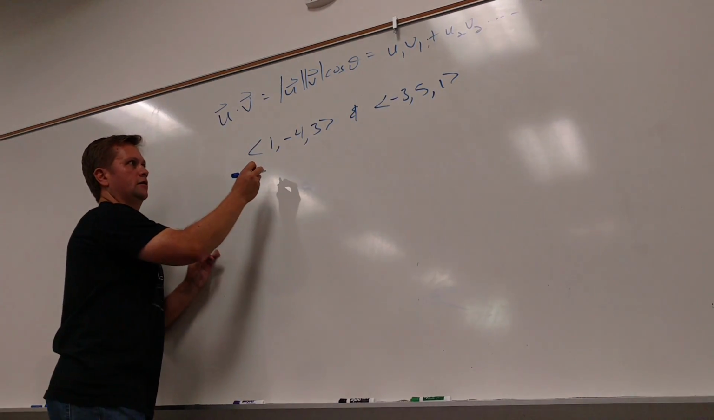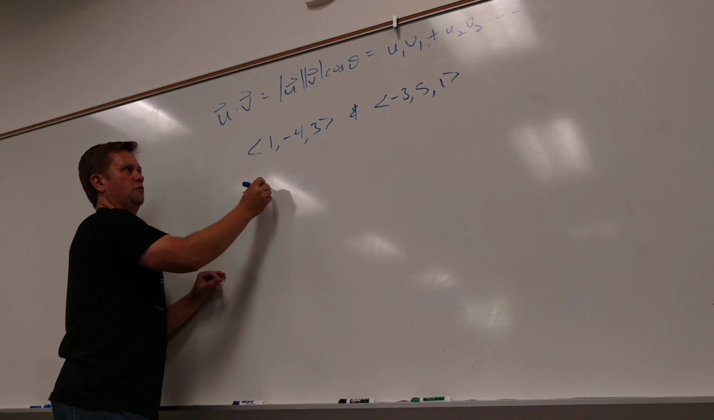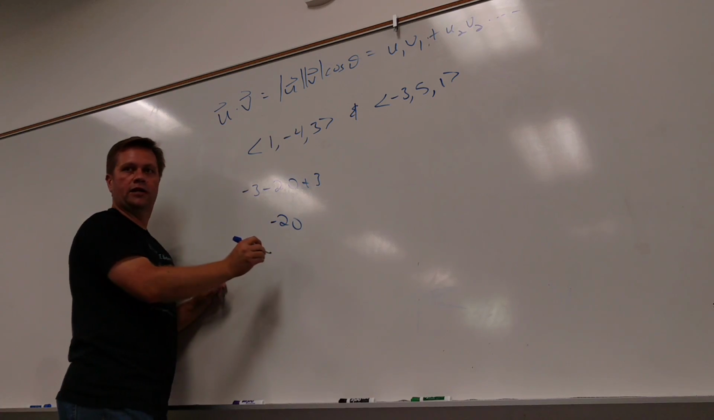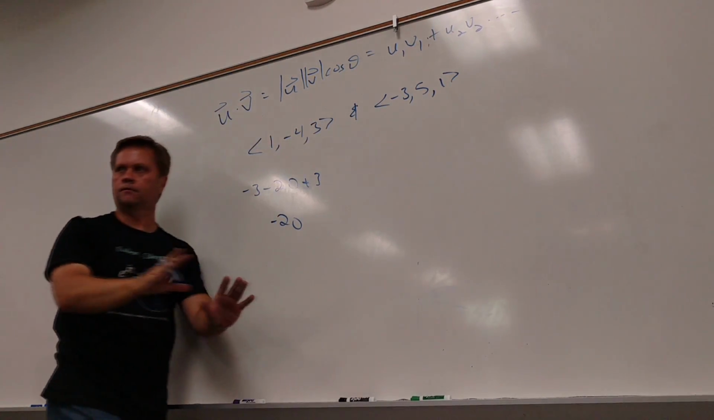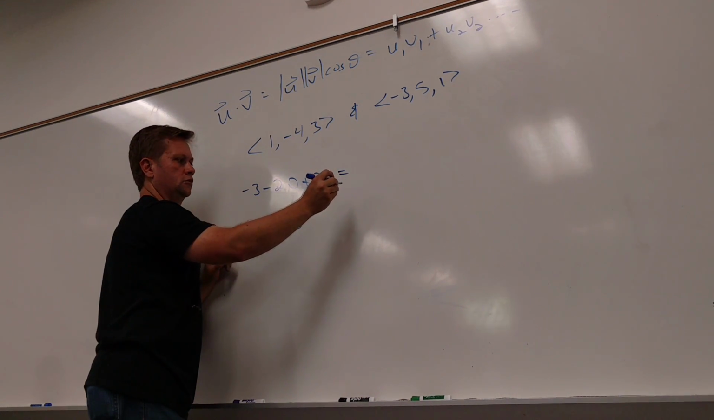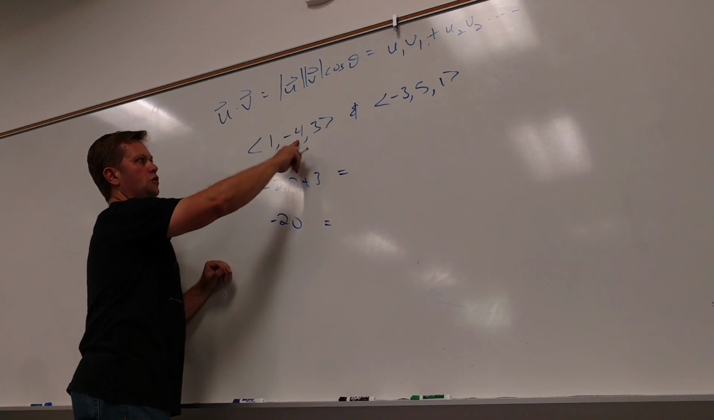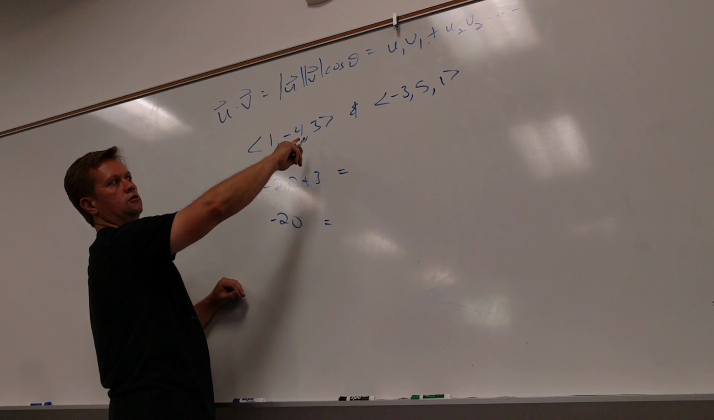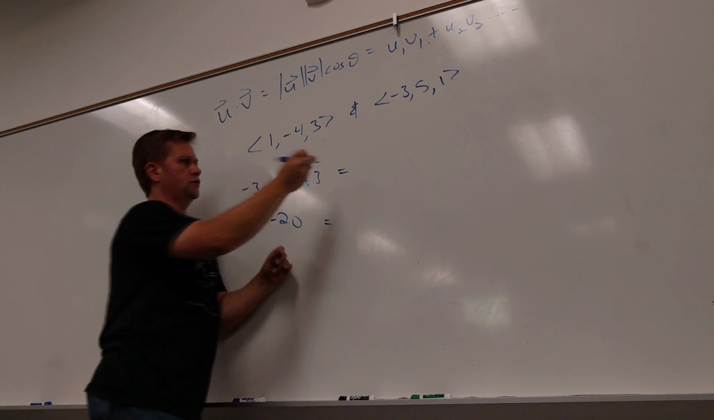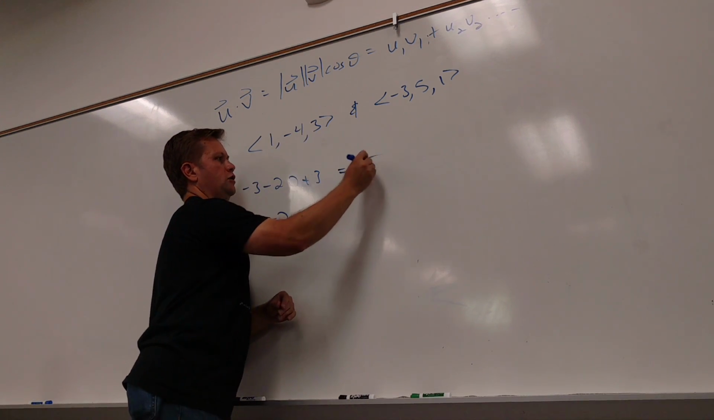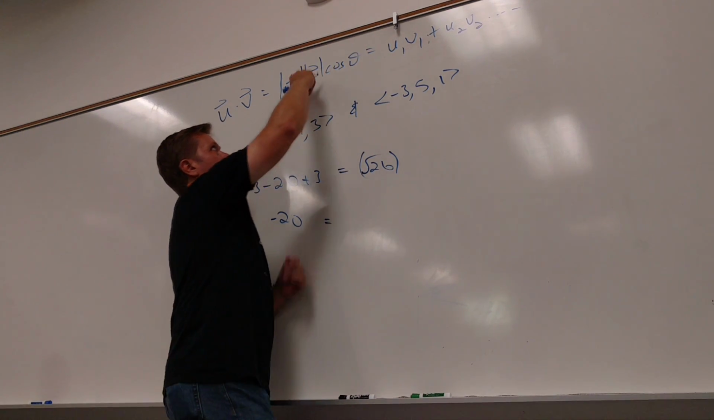All right, so this side is easy. So what will you get? You'll get -3 minus 20 plus 3. So you get -20. Is that cool? That's the u1 v1 and so on. That's supposed to equal, what's the length of u? 26, right? 1, 10, 26. Cool. So root 26. That's the length of u.